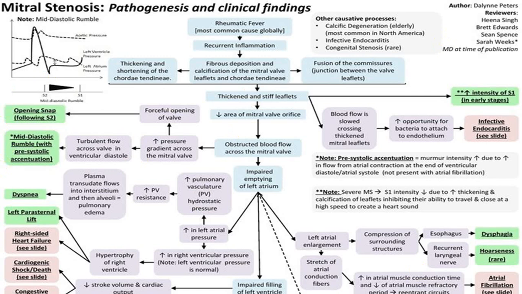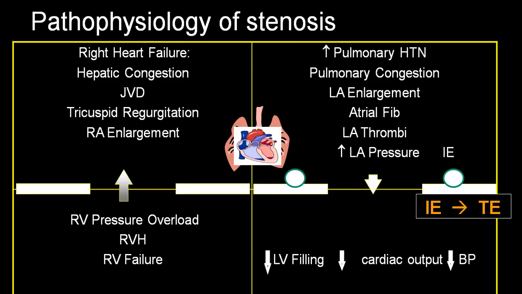In a case of severe stenosis, where the diameter is less than 1 square centimeter, you will have a severe left atrial pressure elevation, and secondary to left atrial pressure elevation, you will develop pulmonary venous pressure elevation, and you can have pulmonary edema, which will produce orthopnea, paroxysmal nocturnal dyspnea, and even blood-stained frothy sputum.